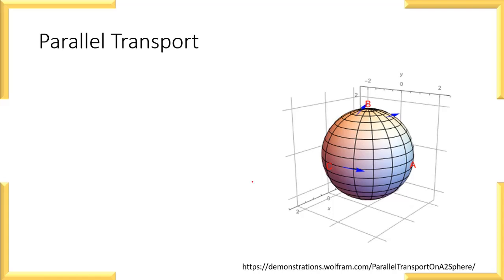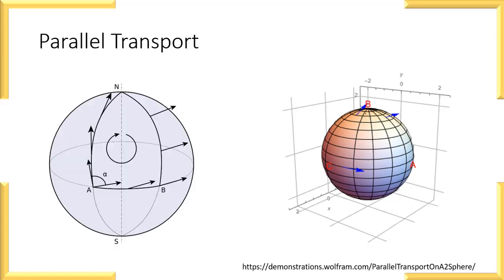Here I have shown another simulation from Wolfram Alpha. Please go for this simulation also. I will put the link in the description box. This will actually show you how the parallel transport of this particular vector is possible. See, consider a vector over here. This is transported along a curve such that this vector will remain the same. The components of the vector will remain the same. So any curve will not give us that transport.